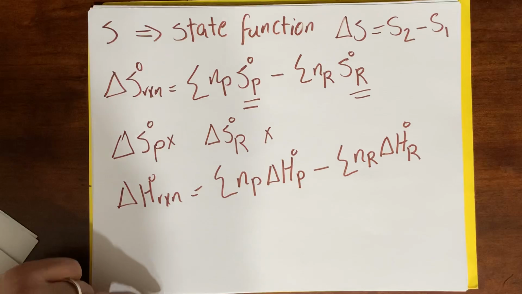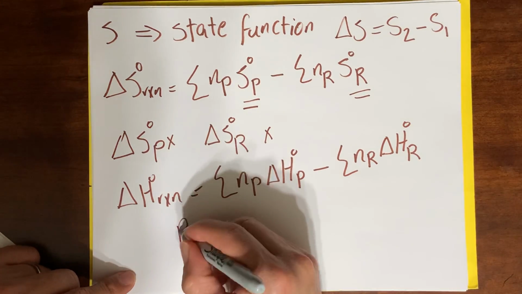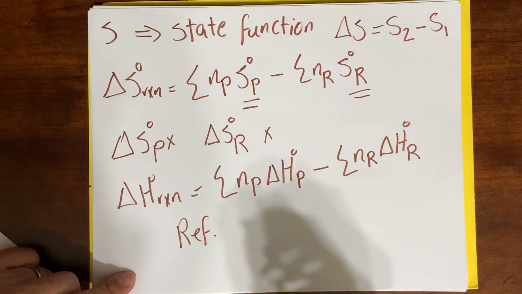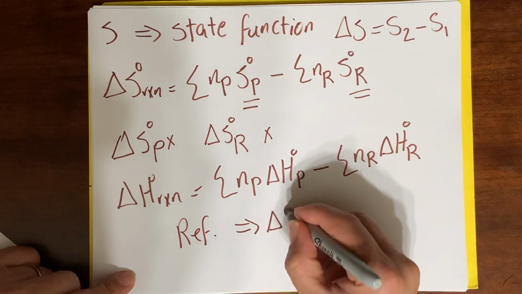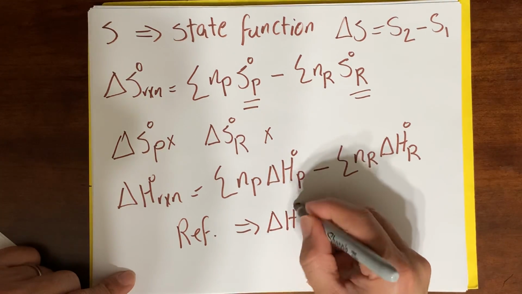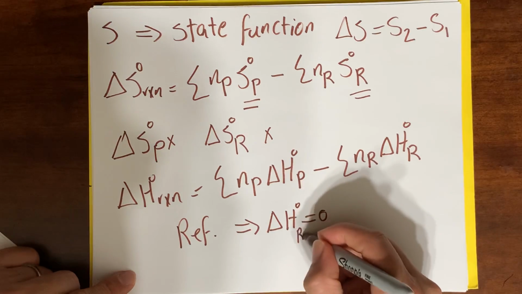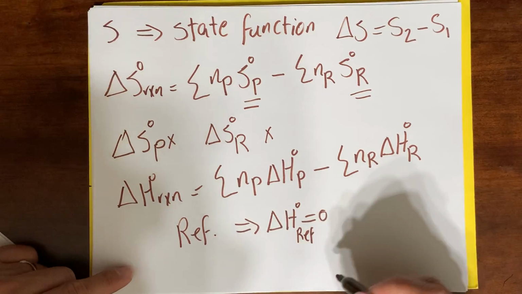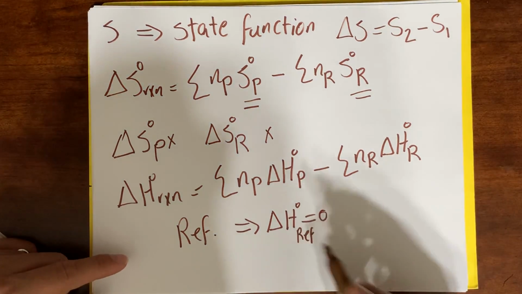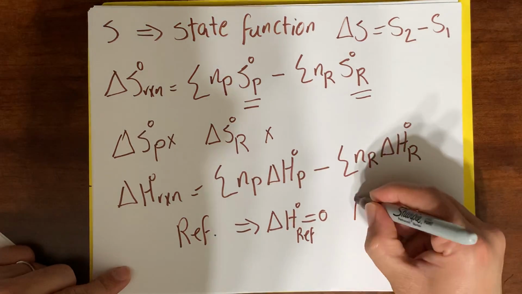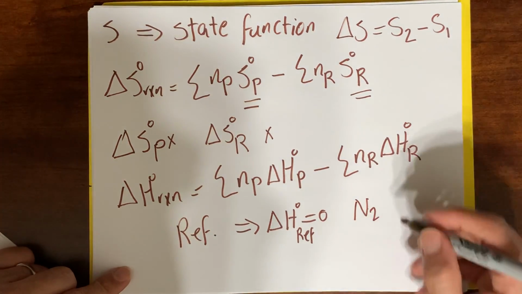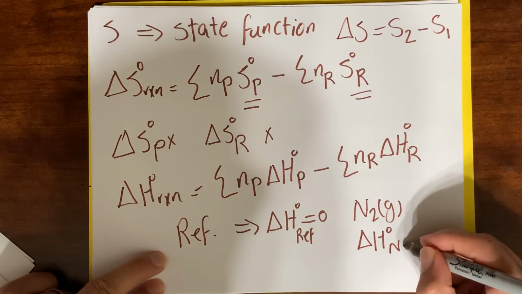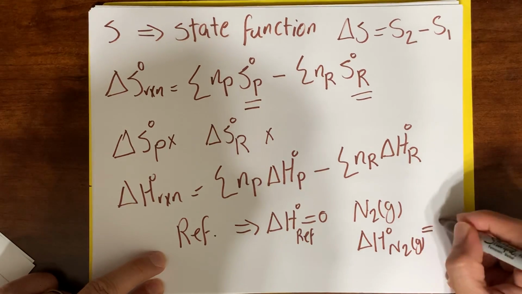When it comes to delta H, we have a reference. We have a base, and that reference has delta H equal to 0. So the reference, whatever we are talking about, is the most stable phase of that compound or element. Like nitrogen, the most stable phase for nitrogen is N2 gas. So delta H of N2 when it's gas is equal to 0.